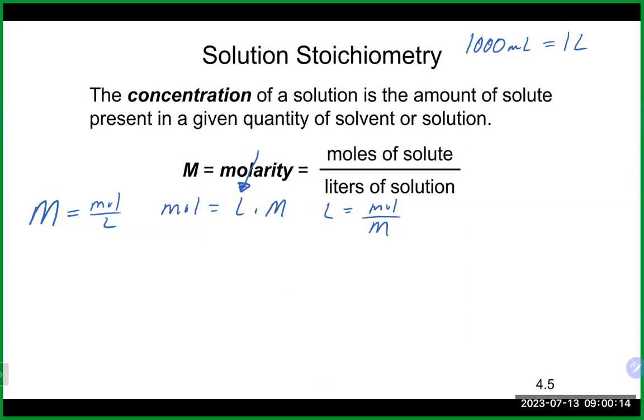Now, if you do multiply molarity times milliliters, which sometimes people do quickly, you do not get moles. You get what is known as millimoles. Kind of like moles, but a little bit smaller.